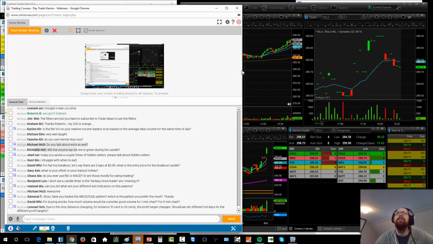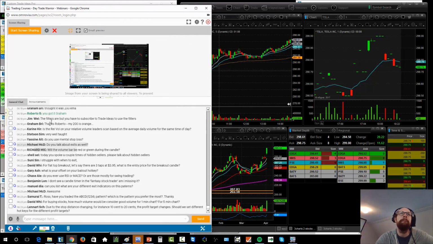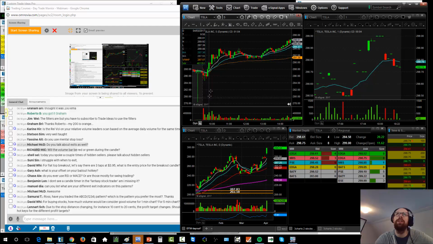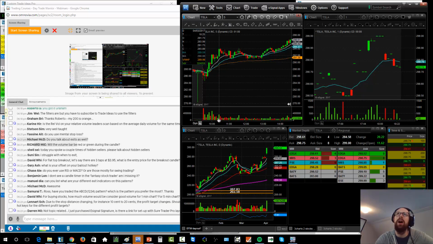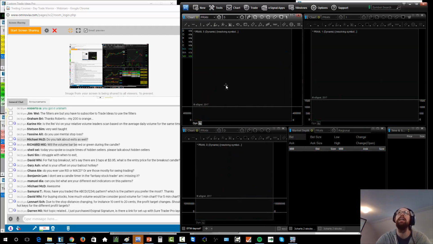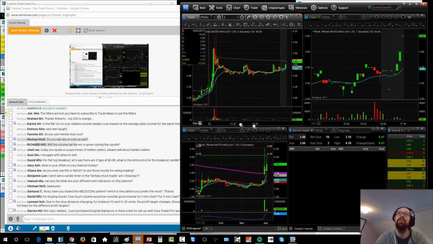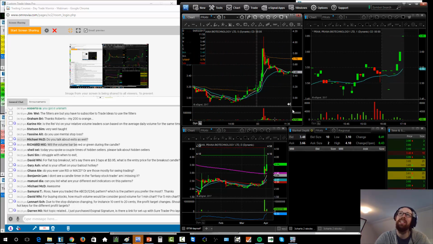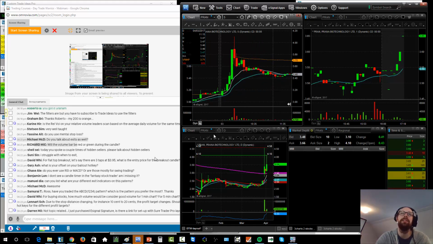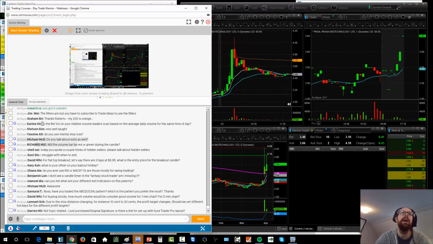Let's see. So the volume bar is colored based on whether the candle was green or red. That's all it is. And you can turn that setting on or off, but I find it helpful because, in the case of Pran today, it's important to know that the highest volume of the day was on a candle that was red. I mean, that's useful information. So I think it's important to have that turned on.